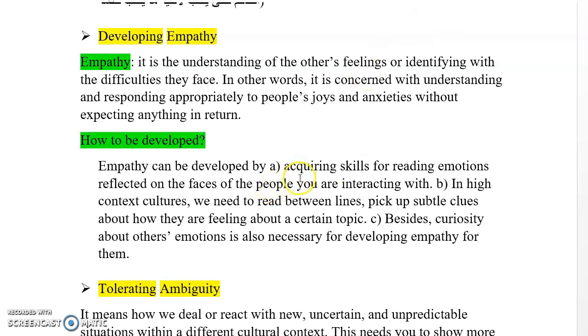Empathy can be developed by acquiring skills from reading emotions reflected on the faces of the people you are interacting with. It is so easy to read the emotions that appear on the faces of some people, if they are afraid, scared, terrified, or happy. If you don't have this skill, try to develop it. In high context cultures, we need to read between the lines and pick up subtle clues about how they are feeling about a certain topic. Besides, curiosity about others' emotions is also necessary for developing empathy for them.